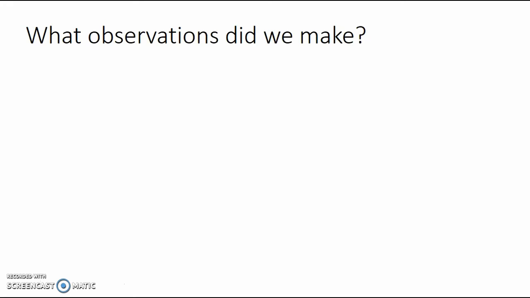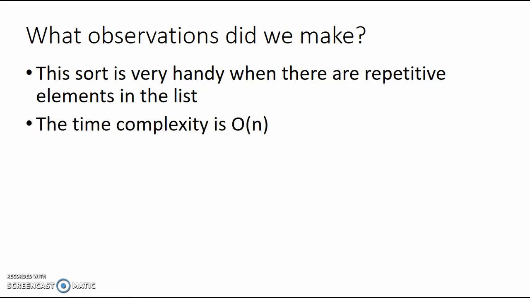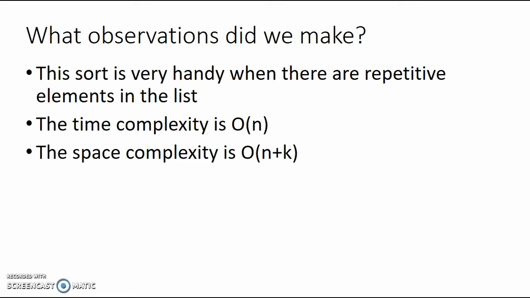So what observations did we make? Very handy in sorting integers and especially when there is repetition. The time complexity is O of n since we visit all the elements of the unsorted list at least once. Space complexity is O of n plus k, where n is the number of elements and k is the range. Note that CountingSort is used only when k isn't very large compared to n.